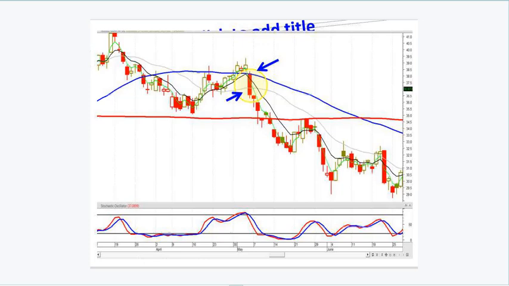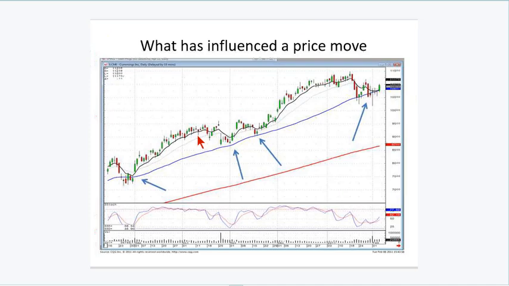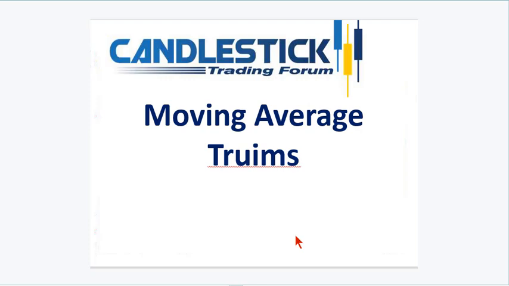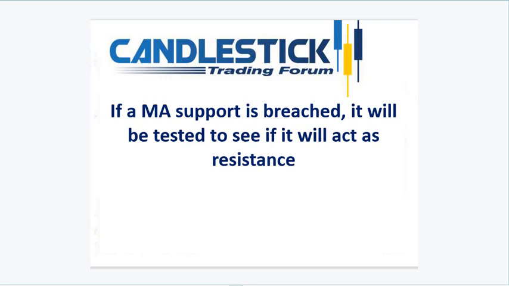So the moving averages will usually present a high probability situation. If you see every time a trend moves back to the 50 and they're buying, that's exactly what you can assume, that every time it comes back to the 50, they're buying. We can see much more clearly what type of signals are occurring at those levels. So moving averages have truisms. One of them is, if a moving average support is breached, they'll usually come back up and test it to see if it's going to act as resistance.